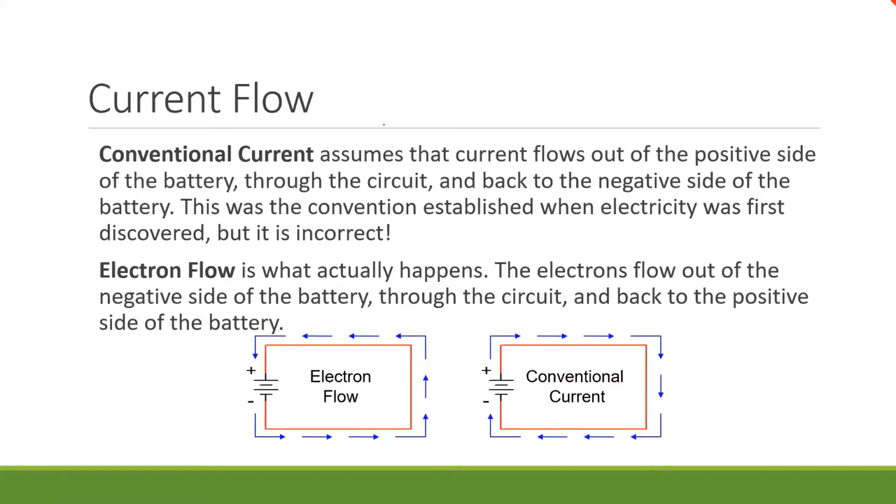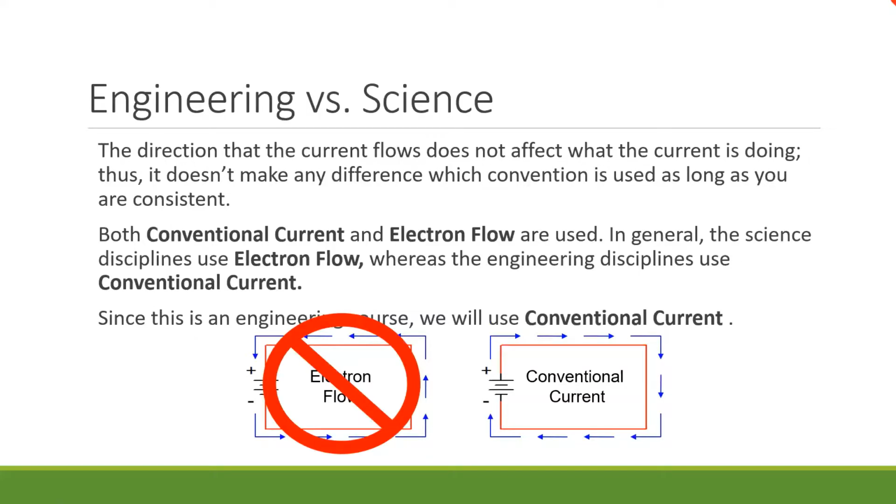I find this really interesting: even though conventional current is wrong, it's the one that we use. Technically, it's wrong because the positive charges don't move. But the direction the current flows does not affect the circuit and what the current is doing. Thus, it doesn't make much of a difference which convention you use, as long as you're consistent.